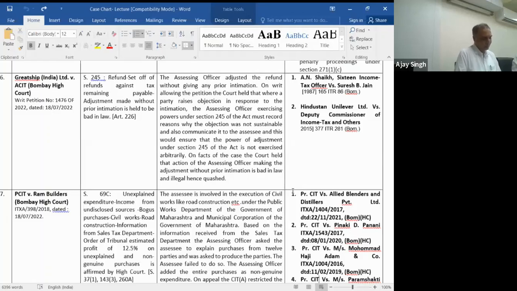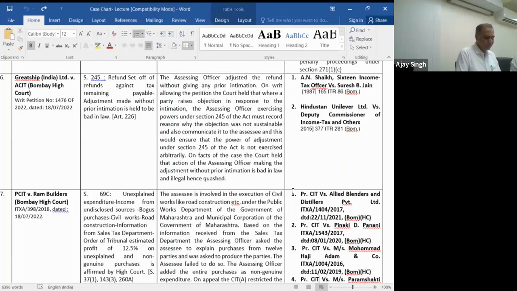In this context, again, this was a case where the matter had reached the Bombay High Court by way of a writ petition, and the Honorable Court, relying on a very old decision in the case of A.N. Sheikh versus Suresh B. Jain, where this particular Section 245 provision during that time also was looked into and interpreted, said that the assessing officer is required to give a prior intimation, and prior intimation means an intimation as required under Section 245. Issuance of 143(1) is not a sufficient compliance of the requirement under Section 245, and a prior intimation is required to be given.